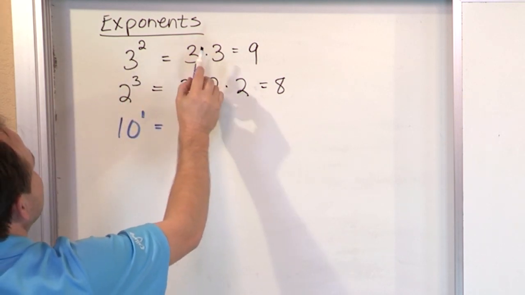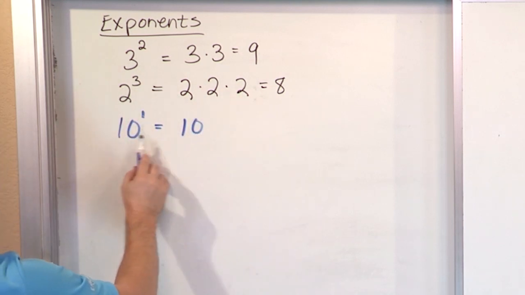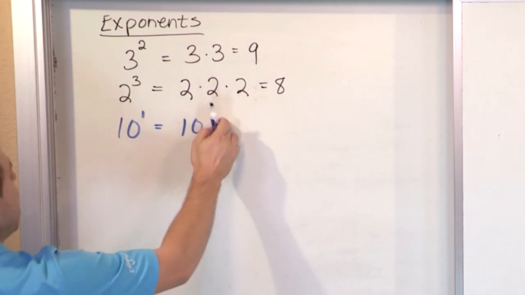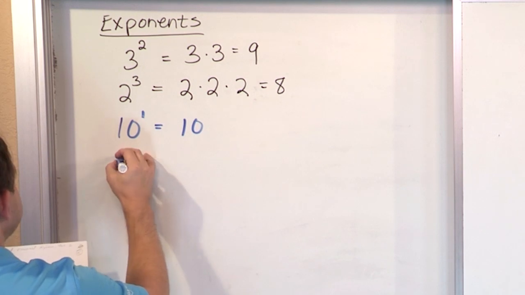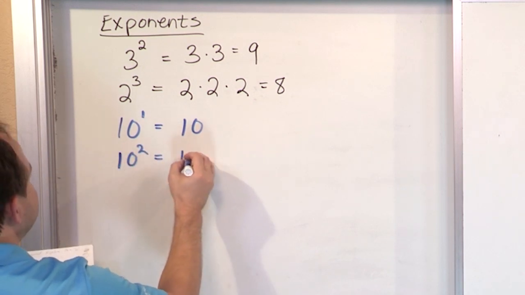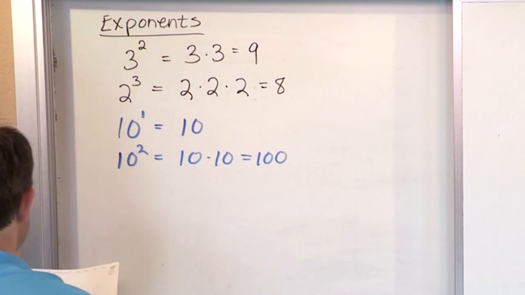We wrote down two 3s and multiplied them. Here we wrote down three 2s and multiplied them. But here there's only one, so really it's just 10. We don't write anything else down because it's already there one time. So 10 to the power of 1 is 10. 10 to the power of 2 is 10 times itself, so 10 times 10, that's 100, right?